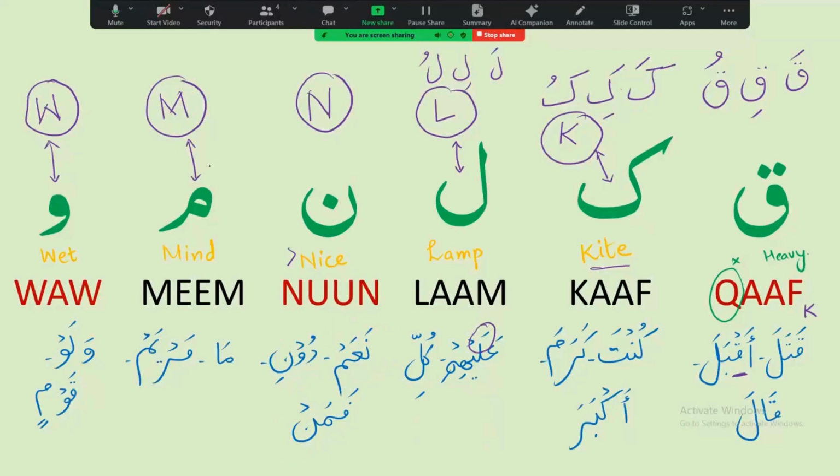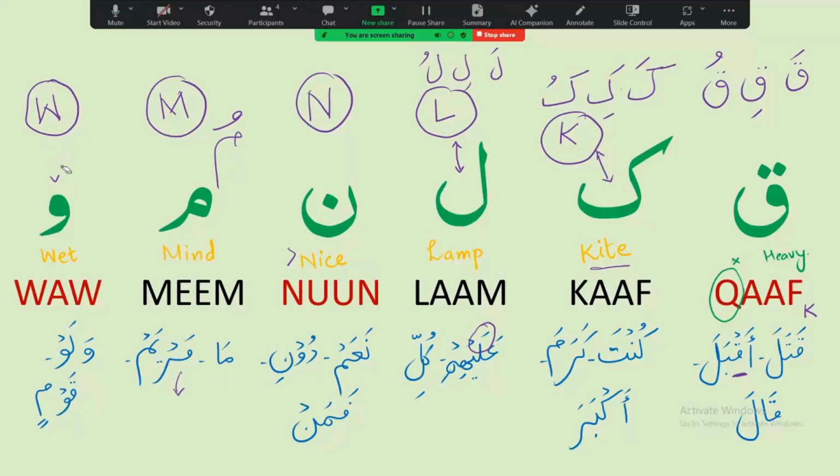The next letter is meem, sisters. We write this like this as well. Just like we say mind, m sound, ma, mi, mu, right? When we say this word ma, or when we say Maryam.